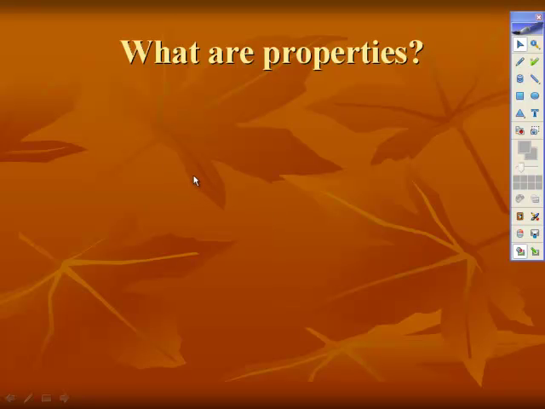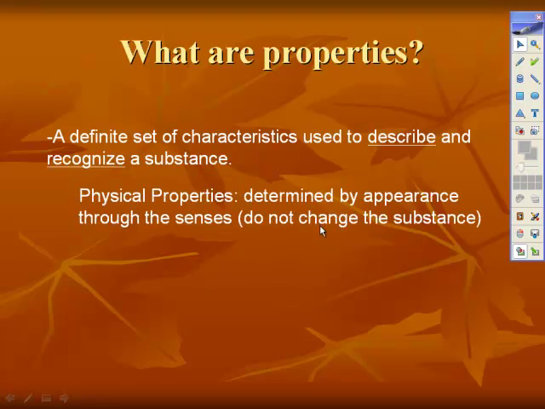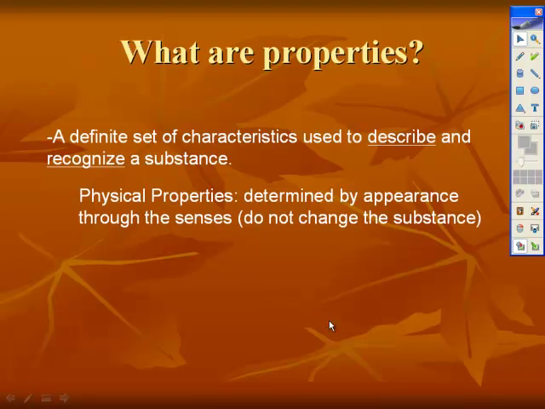Let's talk about properties first, and we're going right in order through your notes here. Properties are the set of characteristics that we can use to describe something, and we can also use to recognize something. Two types of properties: physical. Physical properties are determined by appearance or through the senses, and they do not change the substance in any way. And physical properties can be broken into two categories.